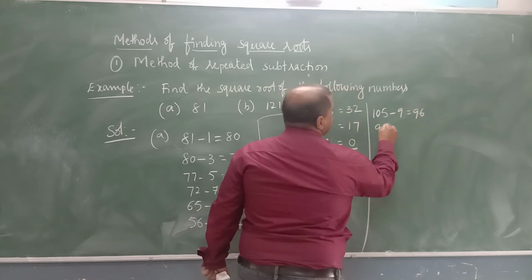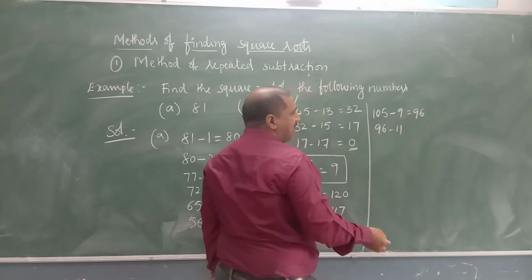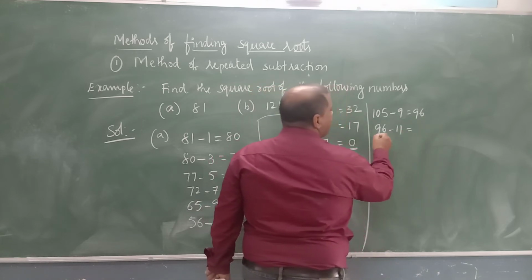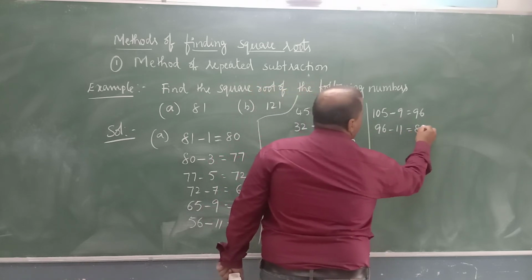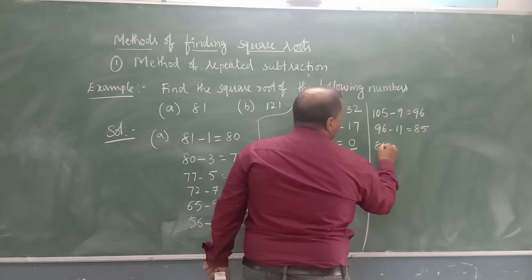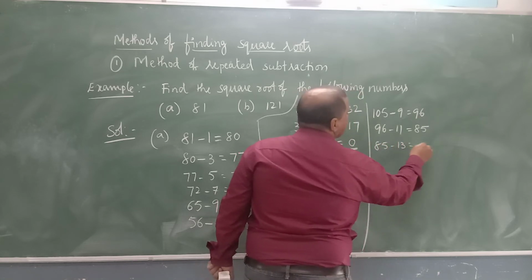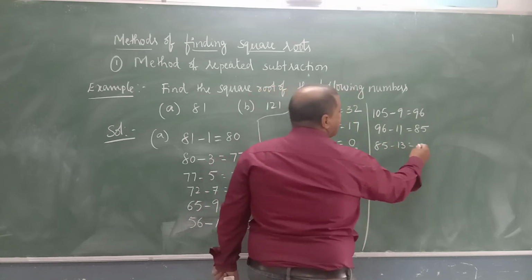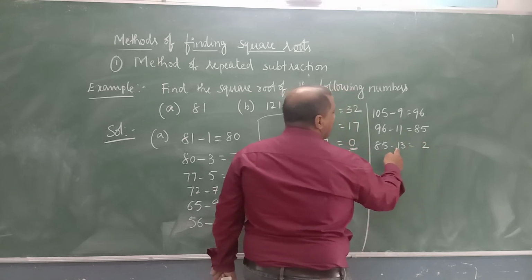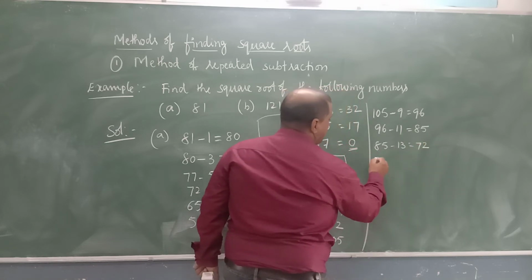96. 96 minus the next odd number, 11. So how much do we get? 96 minus 11, it is 85. 85 minus 13 is equal to how much we get? 15 minus 3, it is 2. 8 minus 1, 7. 72 we get.